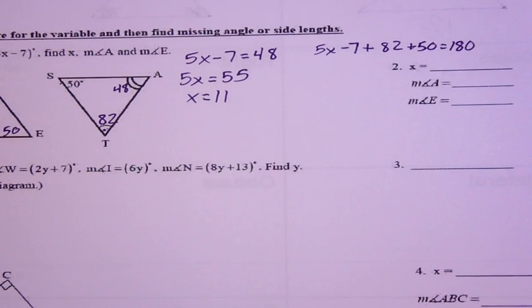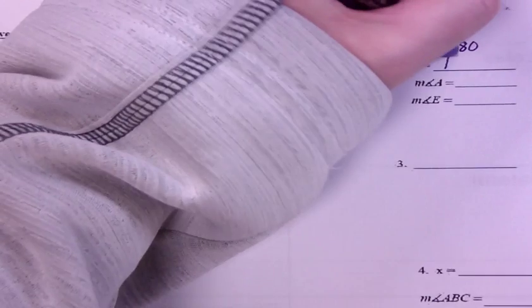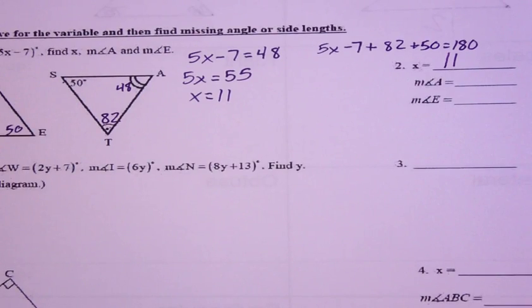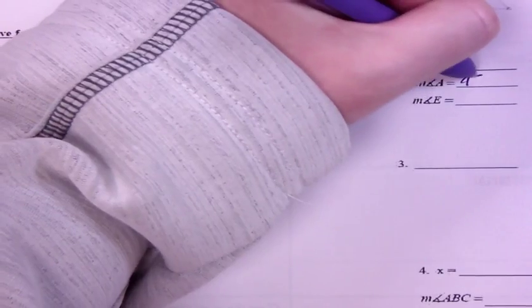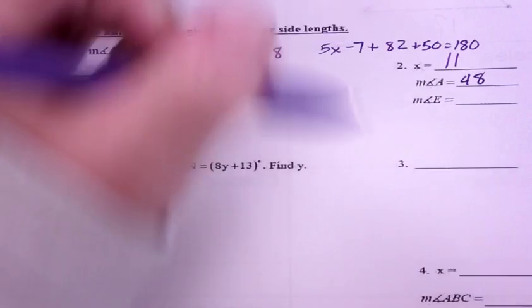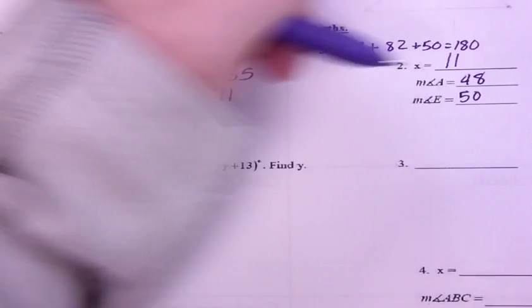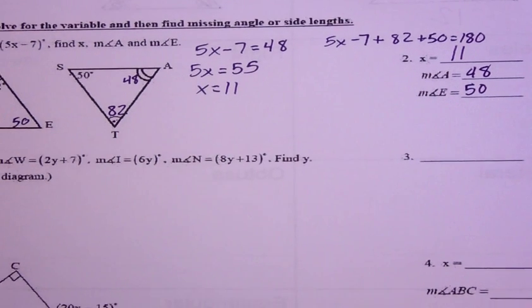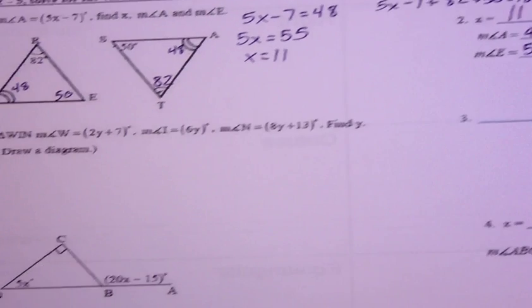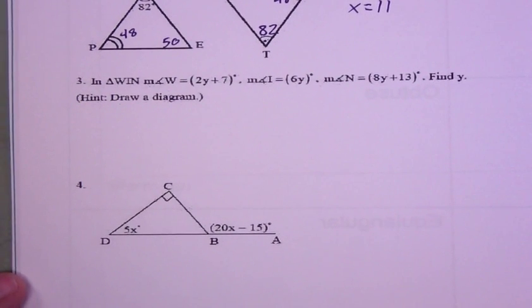Alright, so X is 11. And then we already know what A is. 48. And then 50. And then we know that this is 50. We're not done. Now we get to do this one.